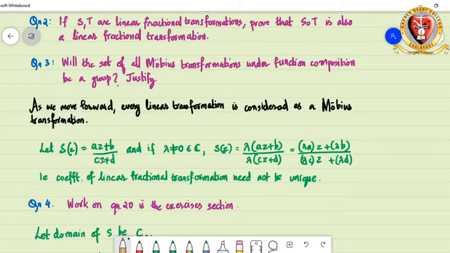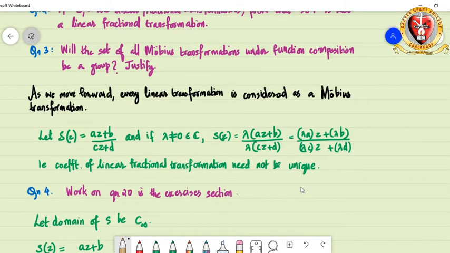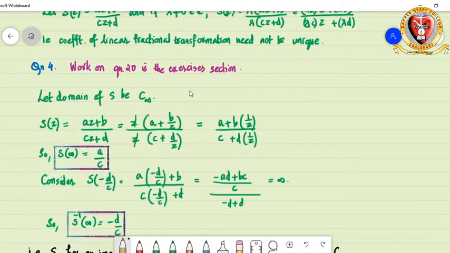Suppose S of Z is equal to (AZ plus B) divided by (CZ plus D) is given. It is a Mobius transformation. If lambda is a nonzero complex number, I multiply the numerator and the denominator by lambda. So you get (lambda A times Z plus lambda B) divided by (lambda C times Z plus lambda D). That is the same as S of Z. That means for a particular Mobius transformation, the coefficients A, B, C, D need not be unique. You can think about multiples of them like this. For this question of uniqueness, you have to work on question number 20 in the exercise section. That is our workout for question 4. Okay, now let's move on.